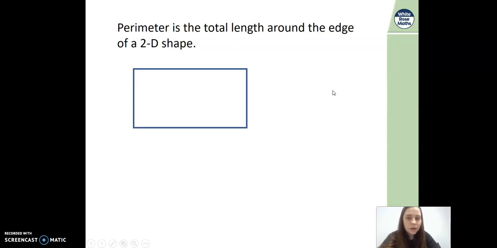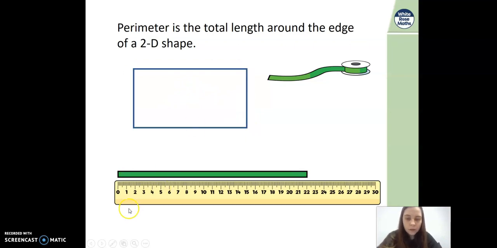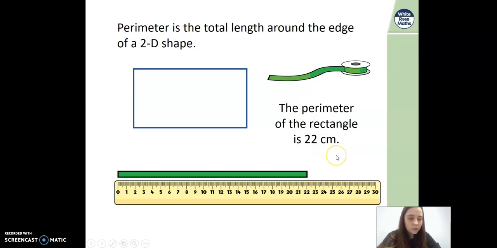A perimeter is the total length around the edge of a 2D shape. So we're trying to find out how long the length is around this shape. So we want this measurement, this measurement, this measurement, and this measurement. It's a bit like if we got a piece of string and we started it on one end and we put it round the whole edge of the shape, how long would the piece of string be? You can see here that if we did that, it says it would be 22 centimetres long. So the perimeter of the rectangle is 22 centimetres.